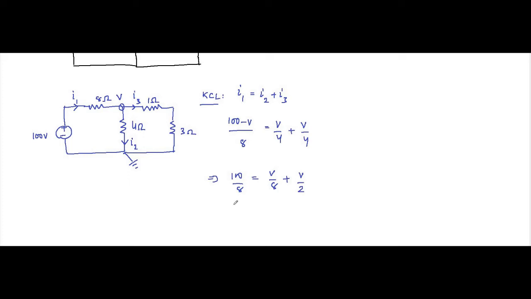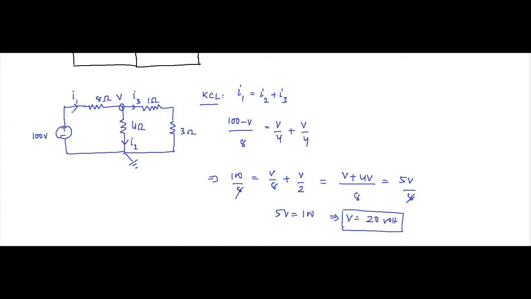Okay, so here, taking LCM, V by 8 plus 4V by 8 is equal to 5V by 8. So 5V by 8 is equal to 100 by 8, 8 cancelled, 5V is equal to 100, that implies V is equal to 100 by 5, which is equal to 20 volt. So we have got the node voltage, which is equal to 20 volt at this point.